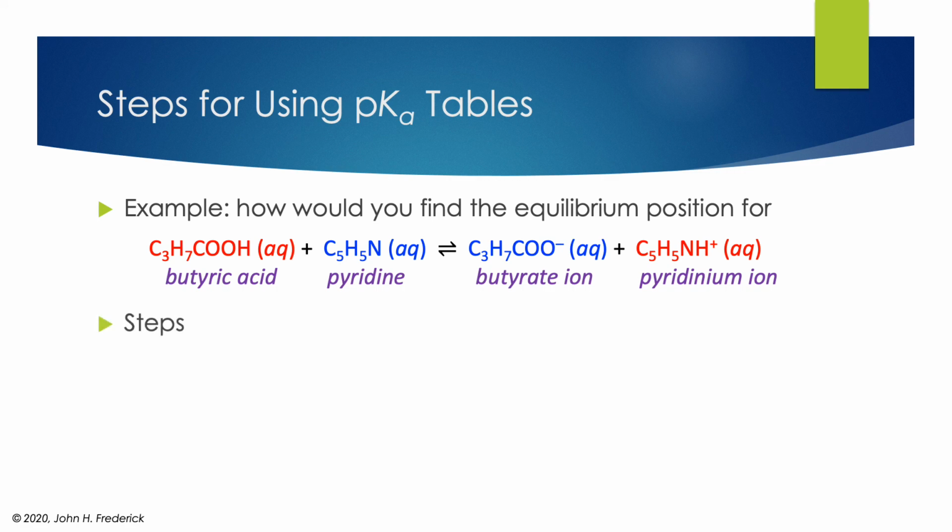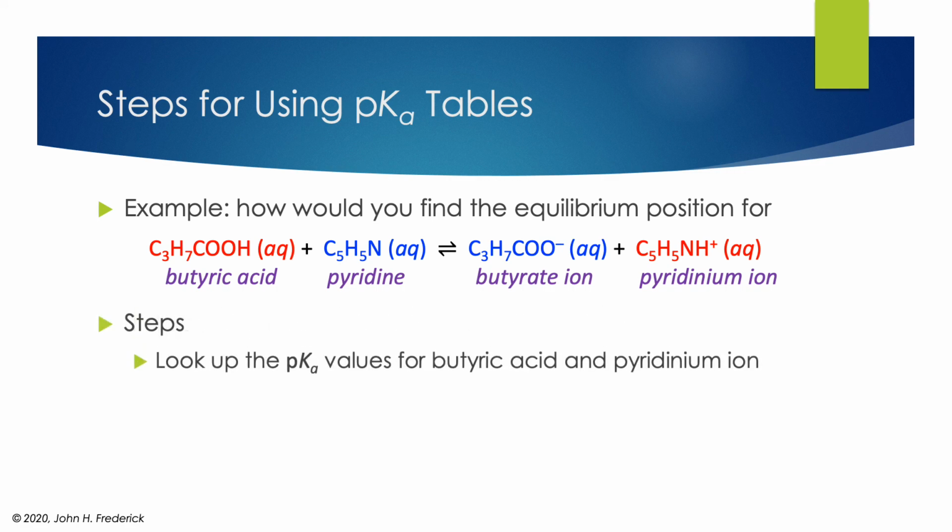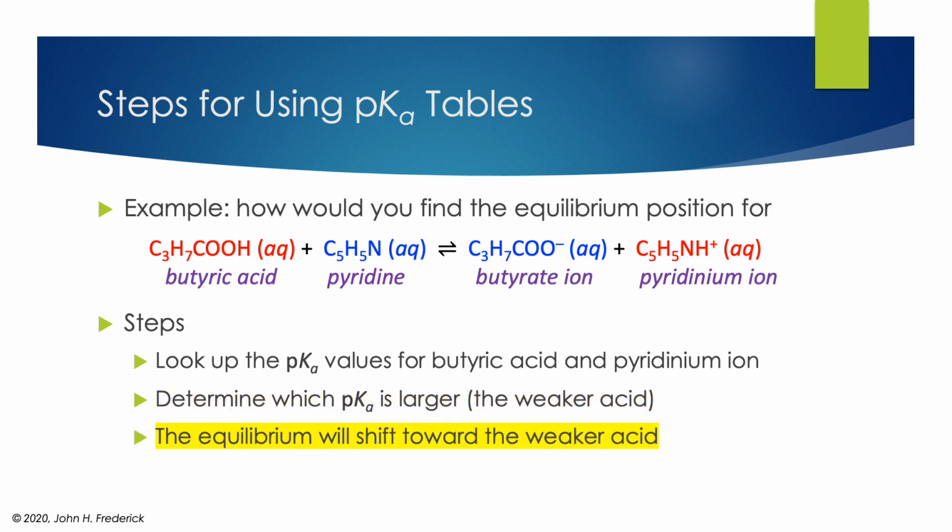The steps you would follow are as follows. You would look up the pKa values for both butyric acid and the pyridinium ion. Now, you may look up pyridine in the table, but if you see a listing in a pKa table that includes pyridine, what they are really listing is the pKa of the pyridinium ion. Next, you would determine which one is larger. That tells you which one is the weaker acid. You'll then say that the equilibrium will shift toward the weaker acid. In other words, it always shifts from the lower pKa value to the higher pKa value.